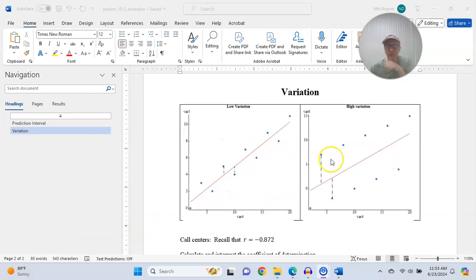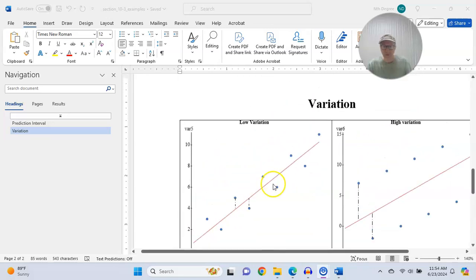So here we're looking at two unrelated scatter plots with lines of best fit drawn through them. These graphs don't represent anything in particular or our example. I just created them for this illustration. But the one on the left shows us a scatter plot with low variation as compared to the one on the right, which has higher variation. And I've represented the variation with these vertical distances.